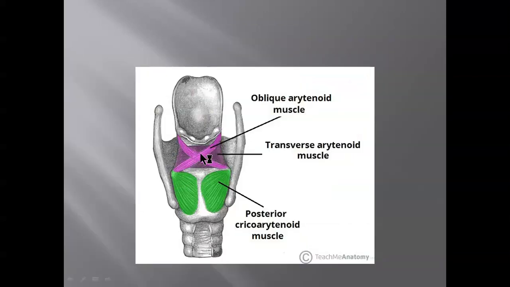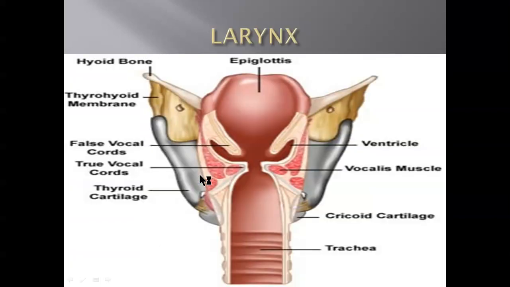Again, here we have the oblique arytenoid muscle, and here the arytenoid cartilage. Because of their connection with the arytenoid cartilage, they are called the transverse arytenoid and oblique arytenoid muscles. These arytenoid muscles, along with the lateral cricoarytenoid muscles, will narrow the laryngeal orifice, that is, narrow the vocal cords, and therefore adduct the vocal cords, giving volume to the voice.